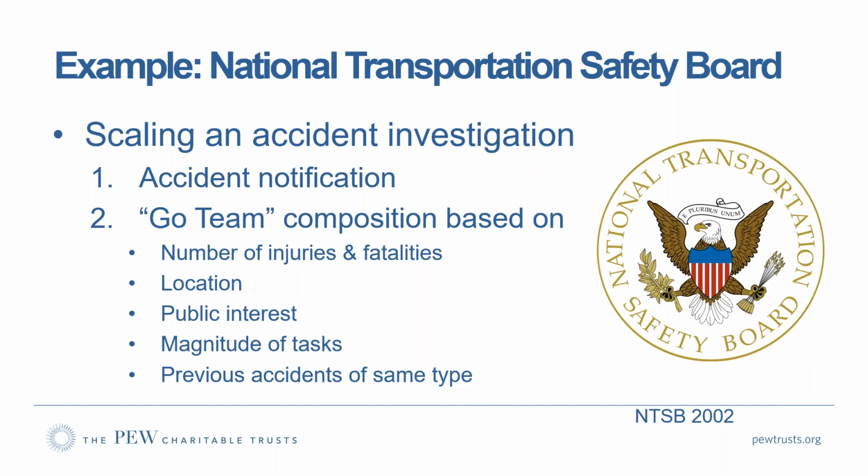So after the board has been notified that there was an aviation accident, they make a decision to dispatch what they call the GO team. And then the GO team composition is very clearly linked to the scale of the investigation. So they look at, for example, and this is not the entire list, the number of injuries and fatalities, the location of the accident, the public interest in the accident, the magnitude of the task, and then previous accidents of the same type. So I think these factors are also really important in scaling food safety root cause analyses, and they're also mirrored in the guide.